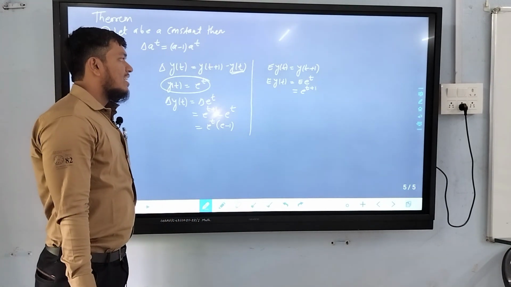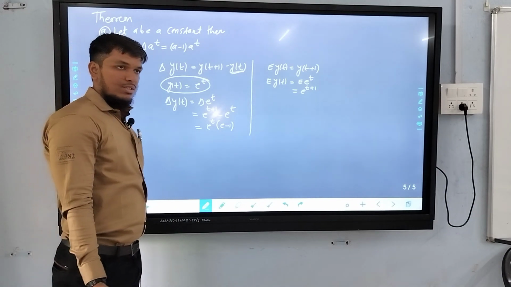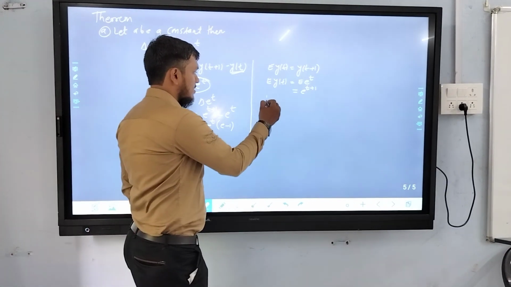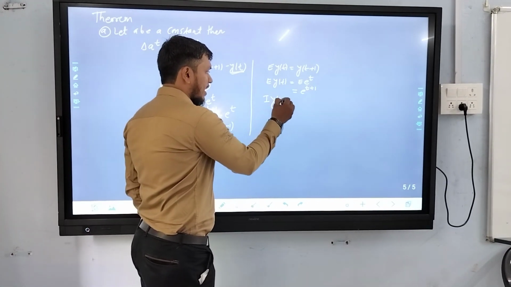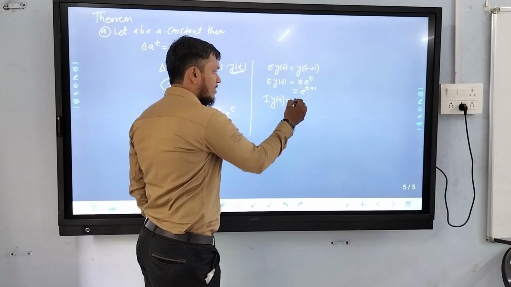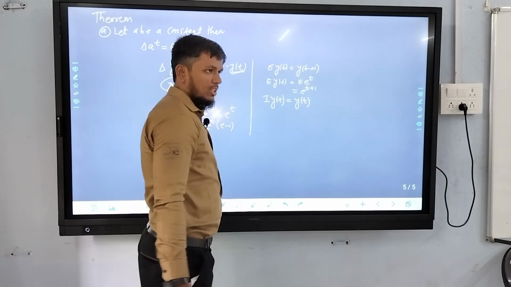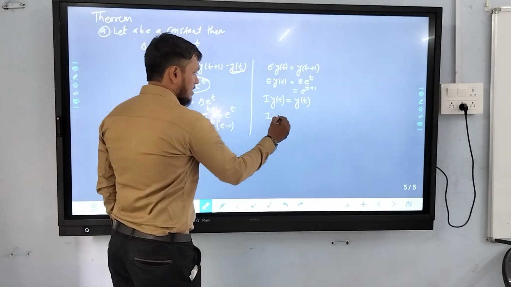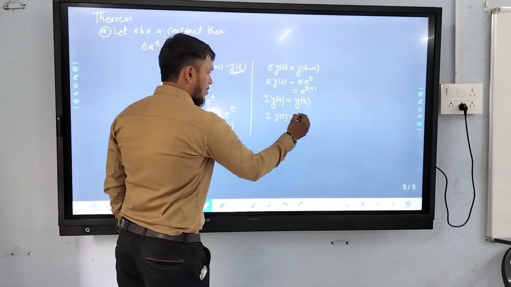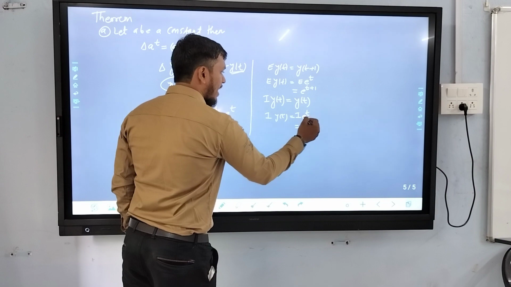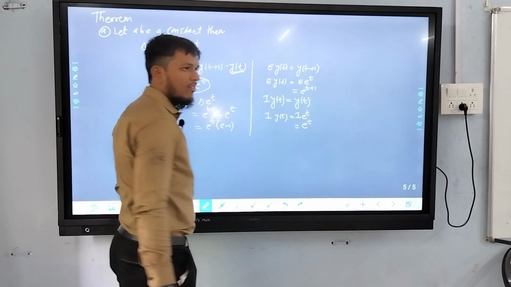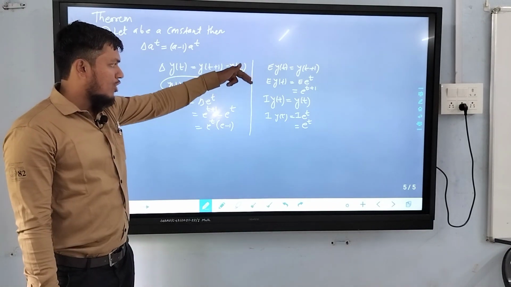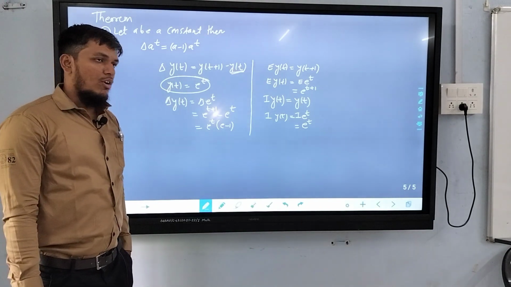And after that, what is the identity operator? The identity operator is denoted by capital I, and when it operates on y of t, there will be no change in the function. For example, if you take this same function e raised to the power t, then I e raised to the power t is e raised to the power t. This is the difference operator, this is the shift operator, and this is the identity operator.